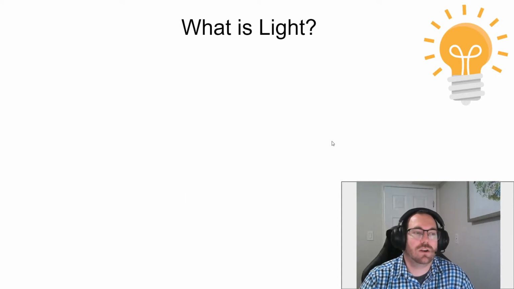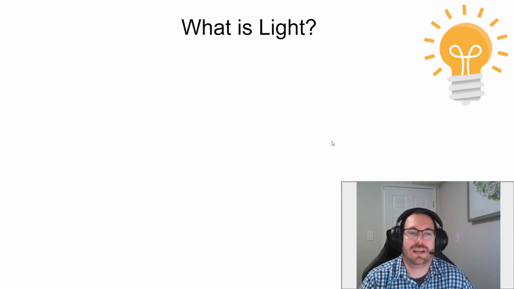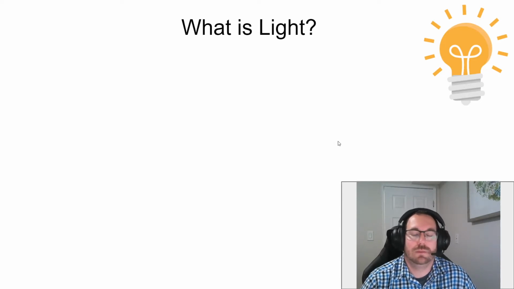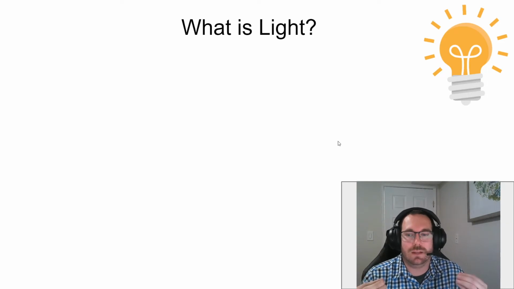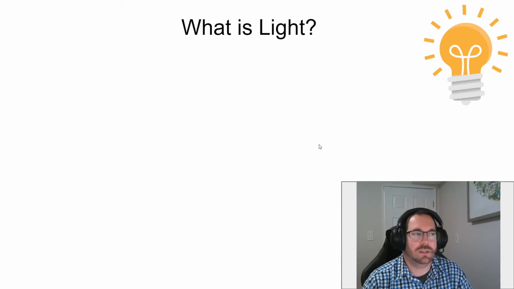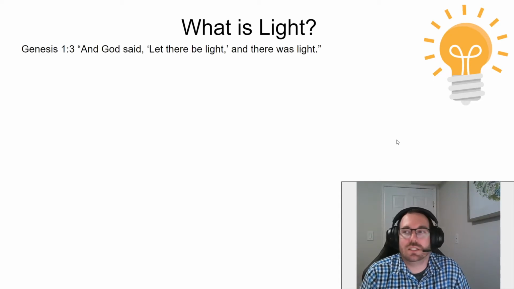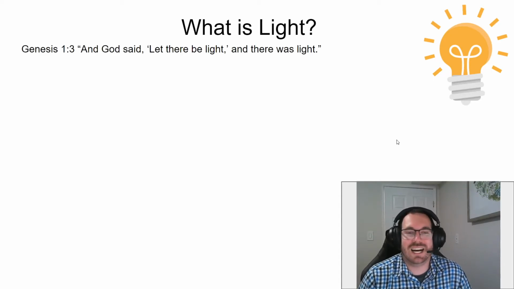But as we get started talking about light, let's go back to Scripture. Because Scripture actually deals with light in the very beginning. And I mean that literally. When we start reading Genesis 1, verse 1, we read, "In the beginning, God created the heavens and the earth." And as we go on, we get to Genesis 1, verse 3, which states, "And God said, 'Let there be light.' And there was light."